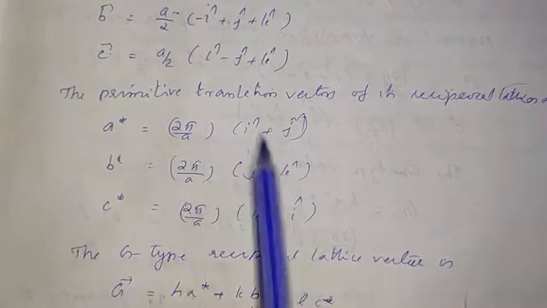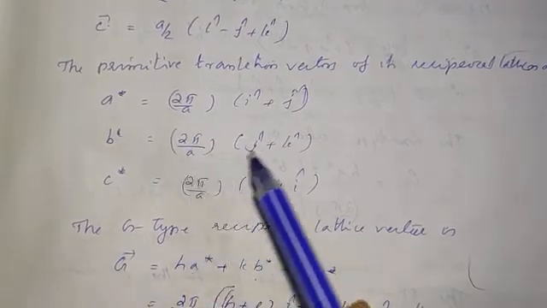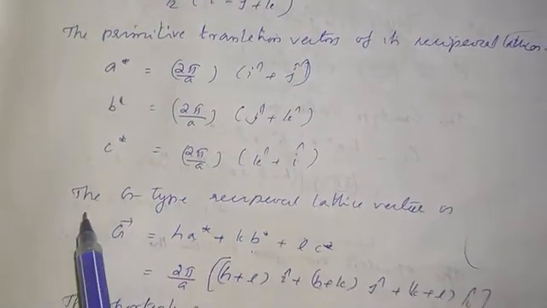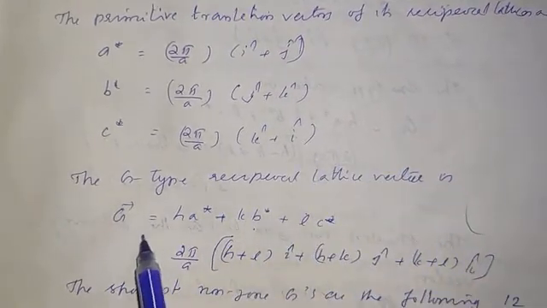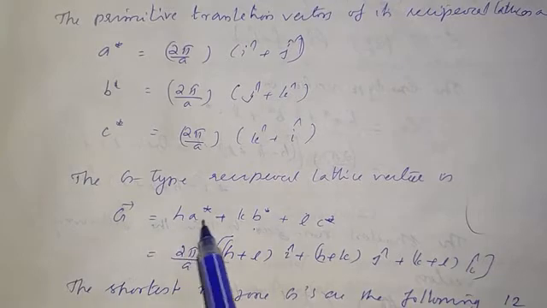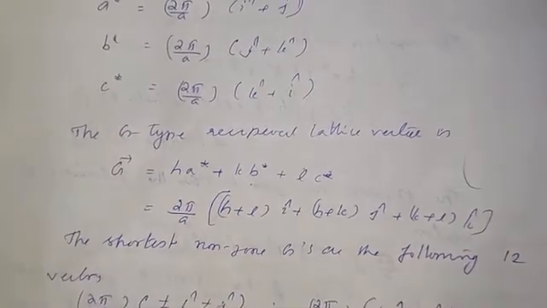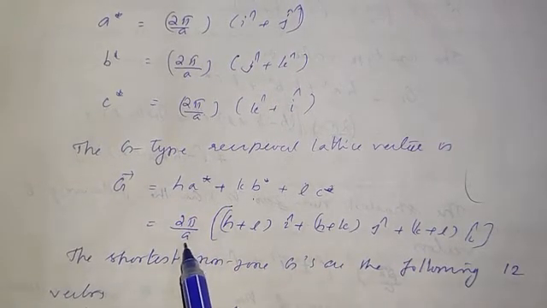We have constructed this reciprocal lattice in our last classes, so I need not explain this again. Now the G type reciprocal lattice vector, which can be represented by H A star plus K B star plus L C star, can be given by 2 pi by A times.